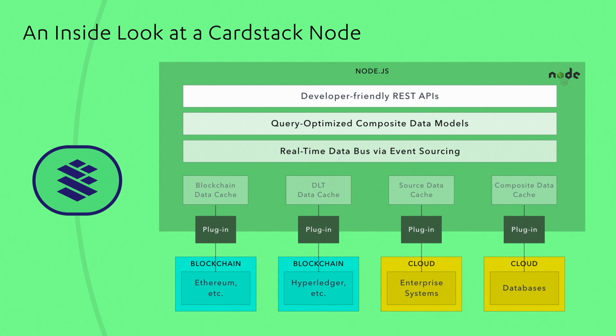But inside a particular Cardstack node is a lot of what Hassan has talked about, this idea of plugins that tap into the blockchain and cloud. And when data comes in from the blockchain, from the node, we cache it, we notify another system, we update the database, that creates a composite data model, and then it goes into a friendly API, and then your web app displays it, right?